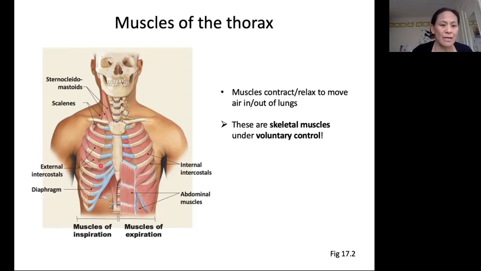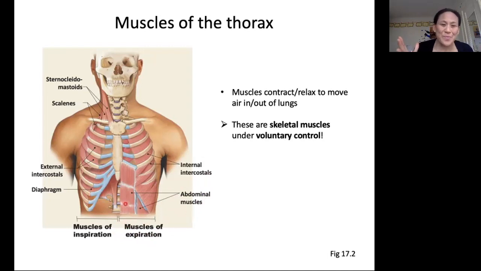Okay. We have different sets of muscles that we use for breathing in and breathing out. These are our inspiratory muscles, our muscles for breathing in. And these are our expiratory muscles, the muscles that we use for breathing out. And I guess I should also mention, we also use our abdominal muscles for breathing out sometimes.